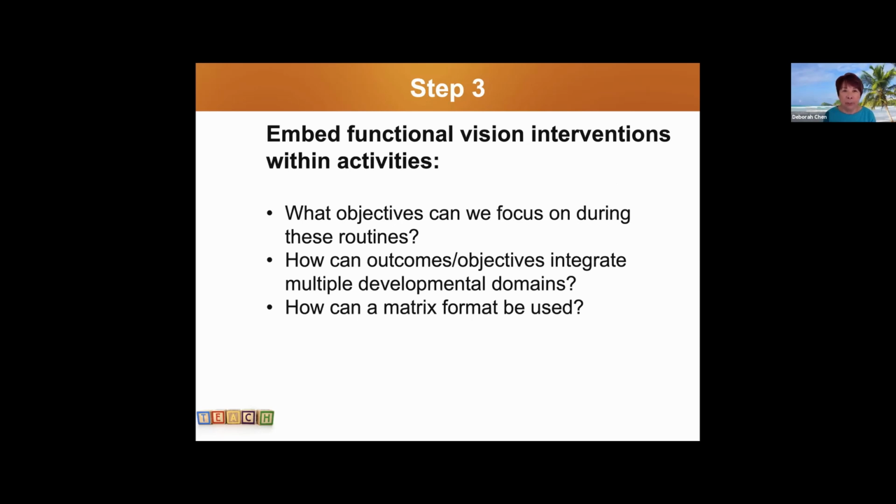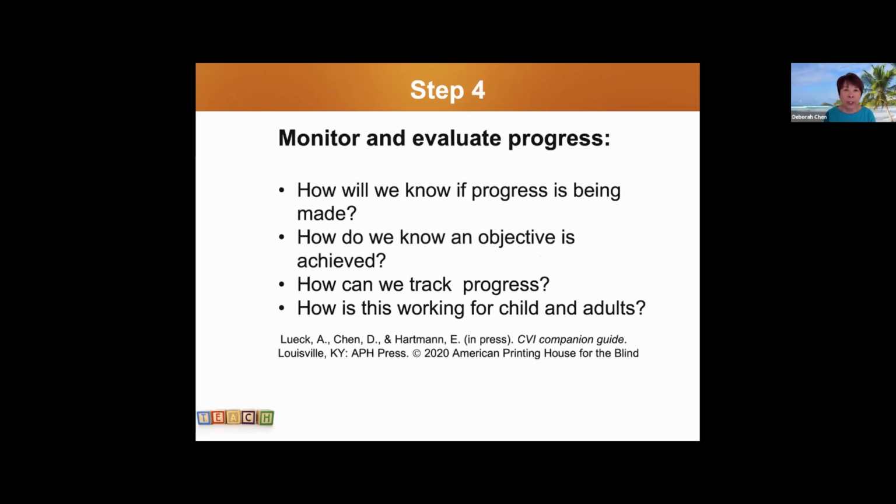In thinking about how to embed functional vision interventions, we have to identify objectives that we'll focus on, or outcomes, and objectives that will integrate multiple developmental domains, and consider a matrix format that you will see, if you're not familiar with the matrix format. And of course, we need to monitor and evaluate progress. How will we know if progress is being made or an objective is achieved? How do we track progress? And how is this working for the child and adults?